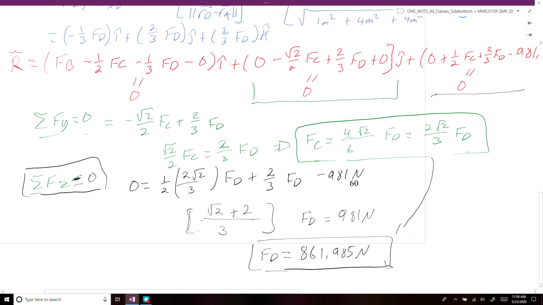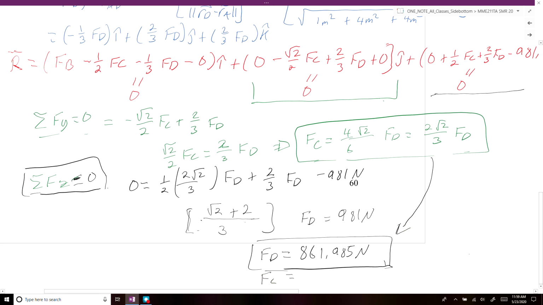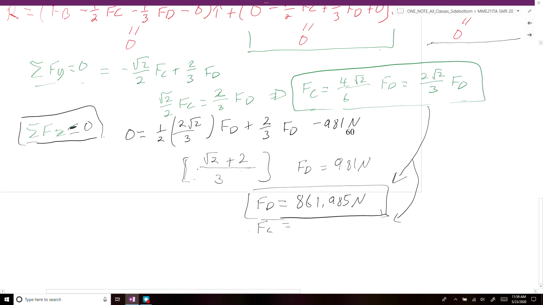All right, we can then use our equality that we had here to solve for FC. So we can say that FC, if we plug in this equation here, would be equal to 812.687 newtons. We can take both of these numbers and round them to 3 significant digits. So we would get 862 for FD and we would get 813 for FC.